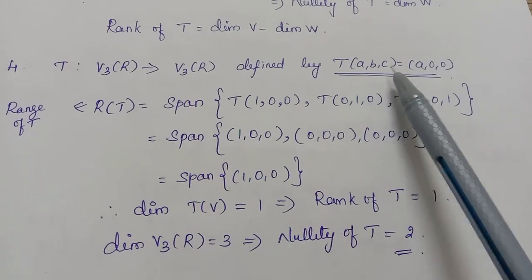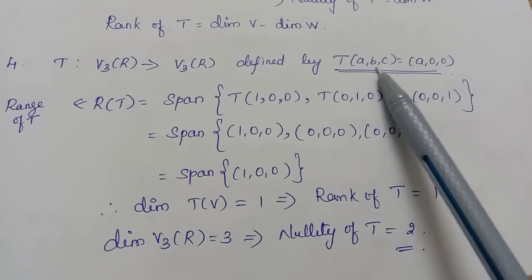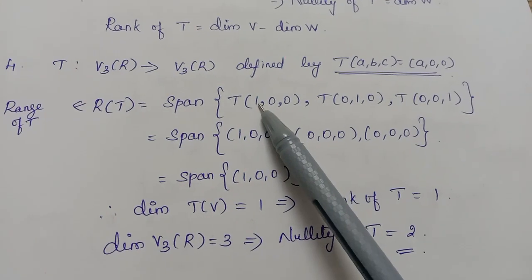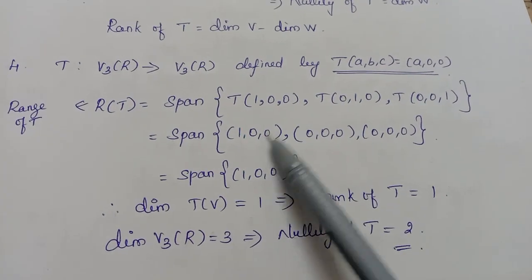Now, T of (1, 0, 0). What is the definition of T of (a, b, c)? (a, 0, 0), isn't it? That is, the first element will be kept as it is. The rest of the elements are 0. So here the first element is 1, so 1. Rest of the elements 0. Whatever may be here, it has to be 0 here.